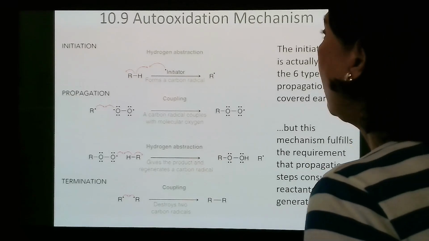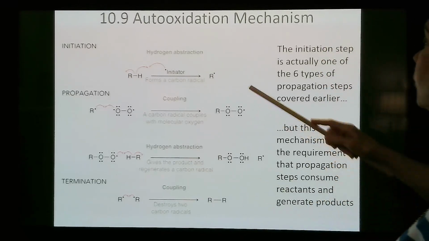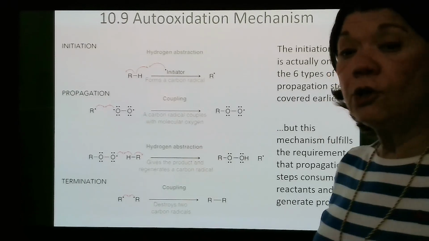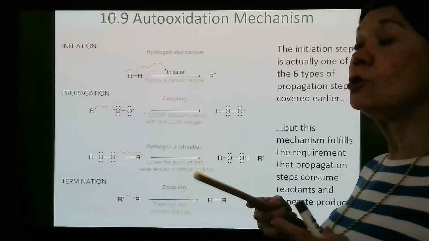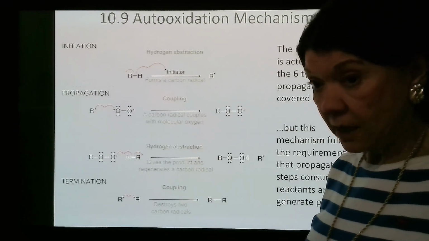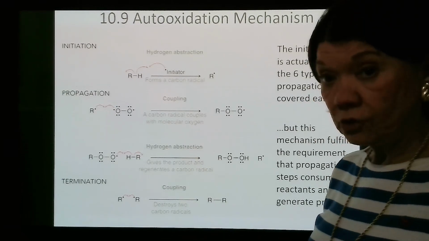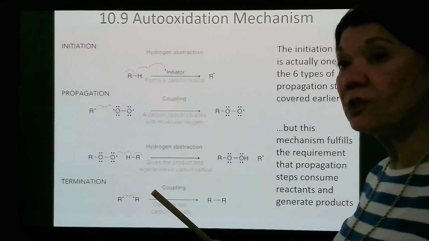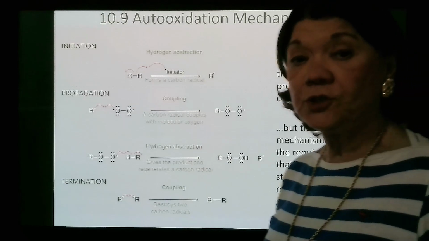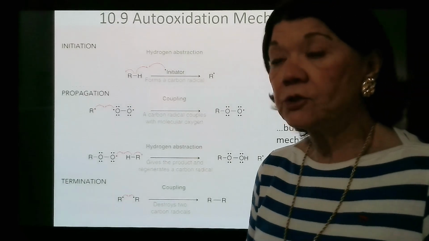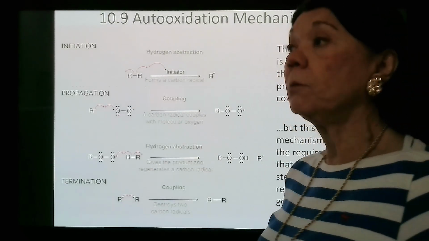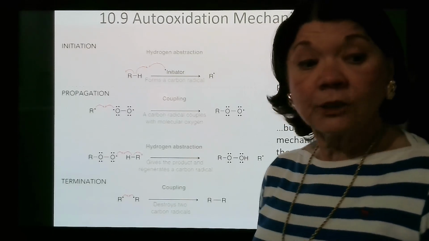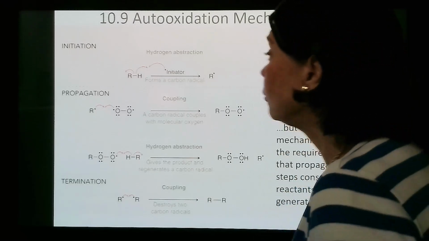And so here's the autooxidation mechanism. The initiation step is actually one of the 6 types of propagation steps covered earlier, but remember what I said is that those are just the most common steps. They are not exclusively the only steps. You have to be flexible and remember that as these things are being presented to you, just the most common steps or the most common situations or the most common uses are being given to you because that's what you're going to see most likely if it's the most common one.